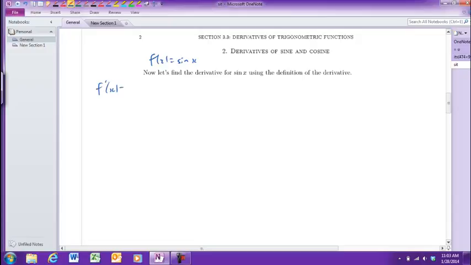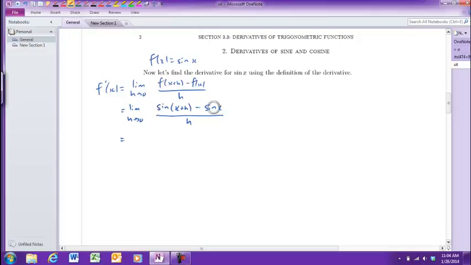Then f prime of x is equal to the limit as h goes to 0 of f of x plus h minus f of x, all divided by h, which in this case is equal to, maybe I'll come down here, the limit as h goes to 0. I'm putting in x plus h everywhere that I see an x up here, so that's sine of x plus h. And then f of x is just sine x, all divided by h.